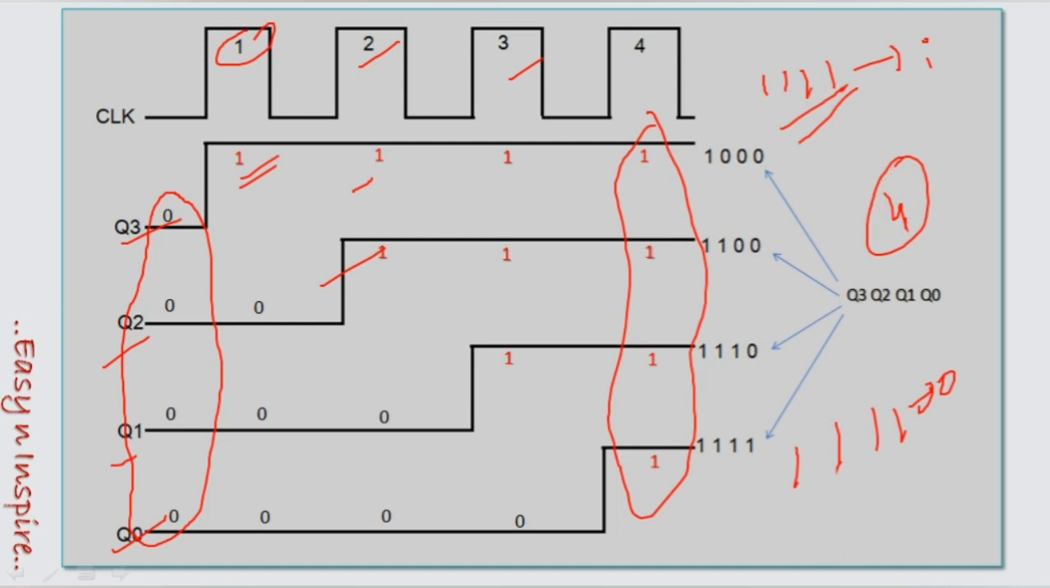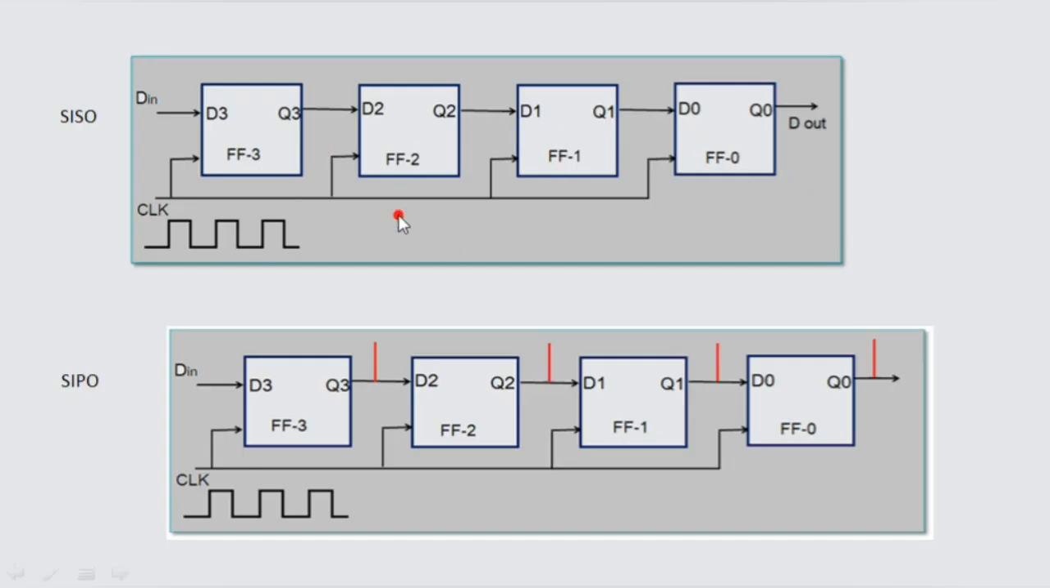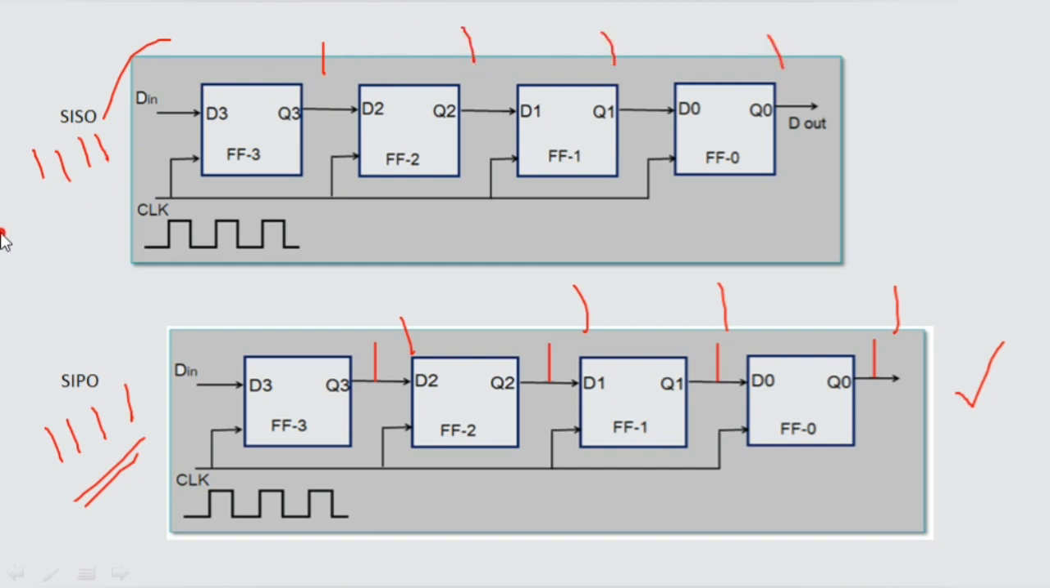Now listen, SISO and SIPO. My input is 1111. After 4 clock pulses, my output is 1111. Serial input, parallel output: it is successful. In SISO, I have mentioned 1111 input. After 4 clock pulses, I got 1111 as output. This is serial input. I have to get the data here. So what is my output here? 1, but not the remaining.